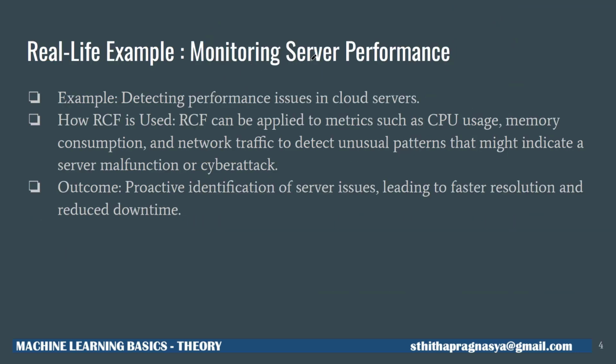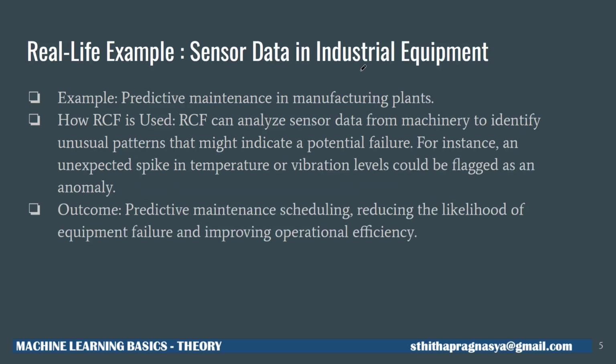Real life example would be monitoring server performance, and an example here would be detecting performance issues in cloud servers. RCF can be applied to metrics such as CPU usage, memory consumption, and network traffic to detect unusual patterns that might indicate a server malfunction or cyber attack. The outcome of this would be proactive identification of server issues, leading to faster resolution and reduced downtime. Another example, sensor data and industrial equipment.